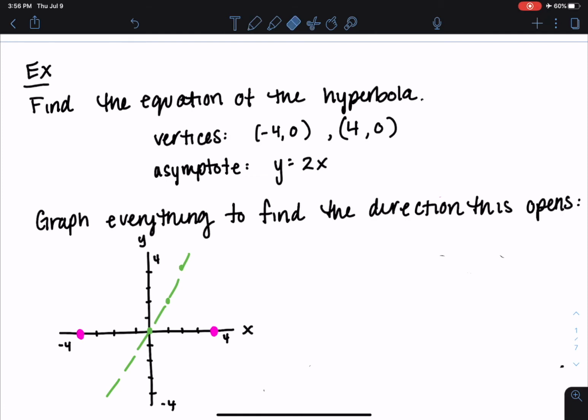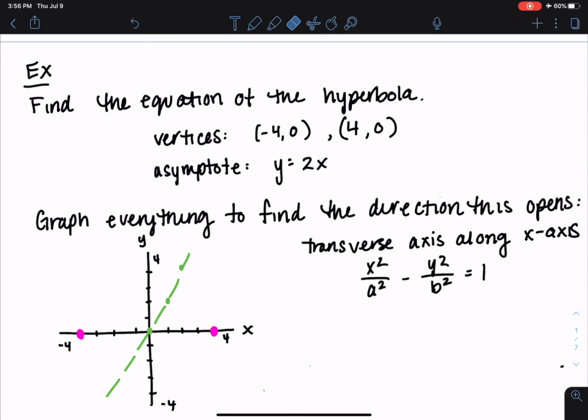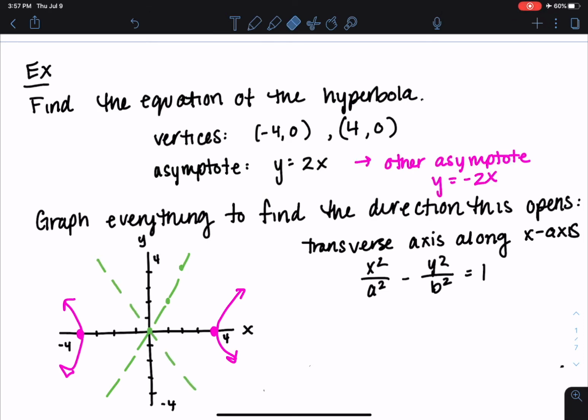So immediately I know that the transverse axis is along the x-axis, and it's going to have the form where x is positive because my vertices are here. So I have to open in this direction. I can't open up and down. Okay. With this, I also know that this is going to be centered at the origin. So I get my other asymptote here, negative 2x. And the center, because it's occurring halfway in between these, is that point at (0, 0).